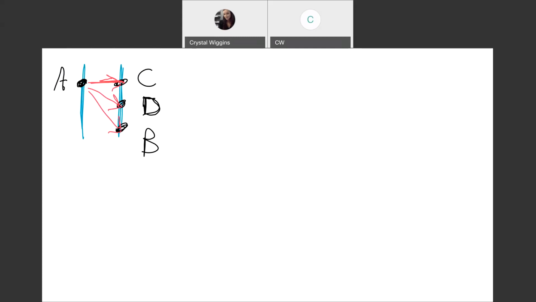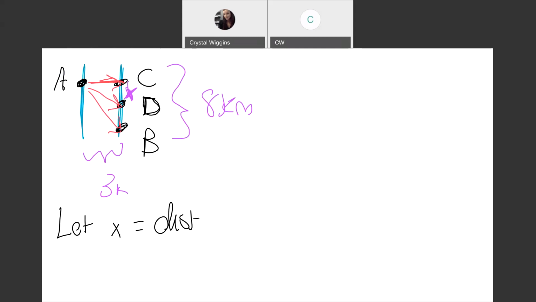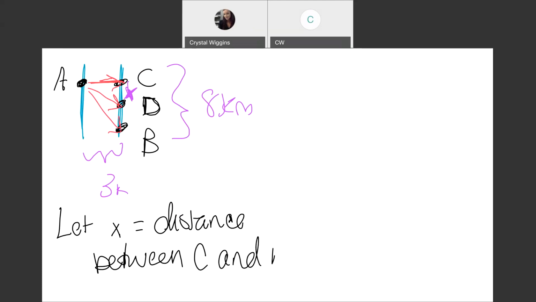We label what we know. We know the width of the river is 3 kilometers. We know the length that we need to travel, 8 kilometers downstream, and we are letting the distance between C and D be X. Okay, let's actually write that out. We are going to let X represent the distance between C and D. So how far are we going down before we start running?